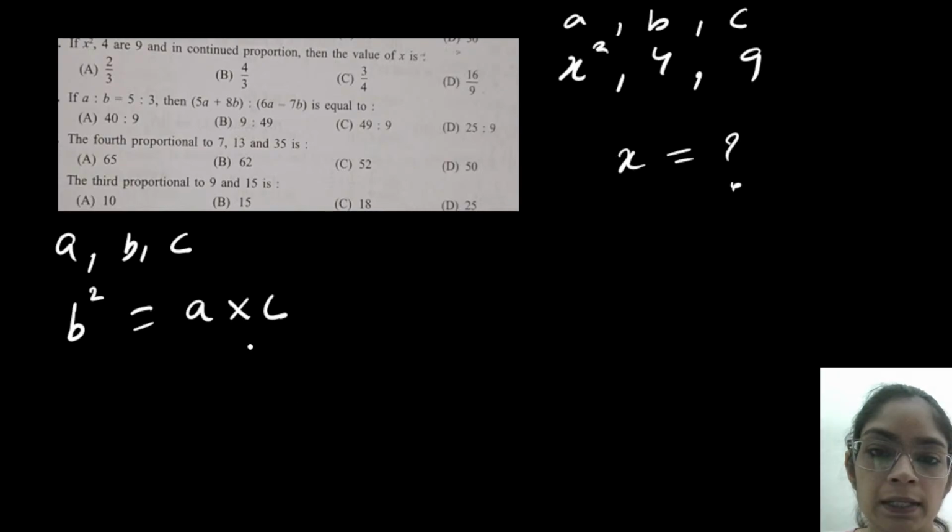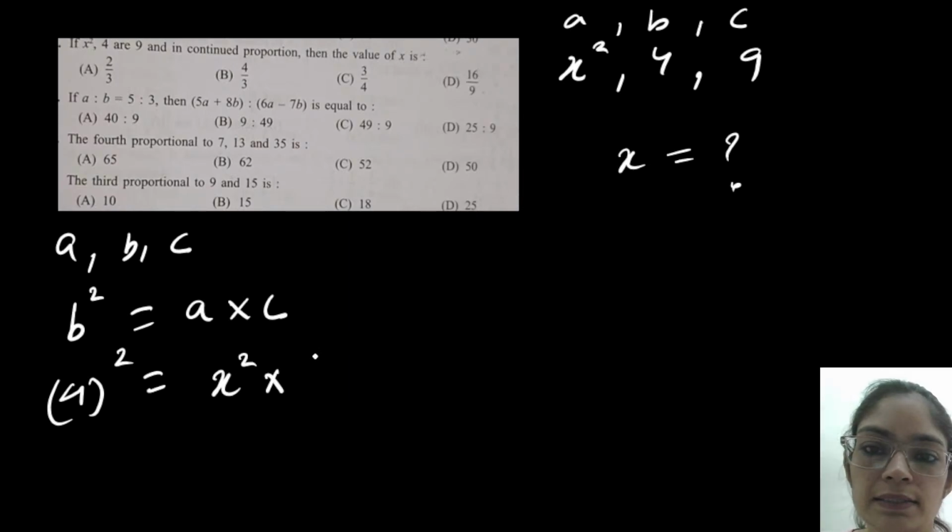Okay, so B square is equal to AC. Here A, B, and C, we are doing, yes. So B square is equal to AC. So this is ABC. So B here is 4. So 4 square is equal to A into C. What is A? A is x square. C is 9.